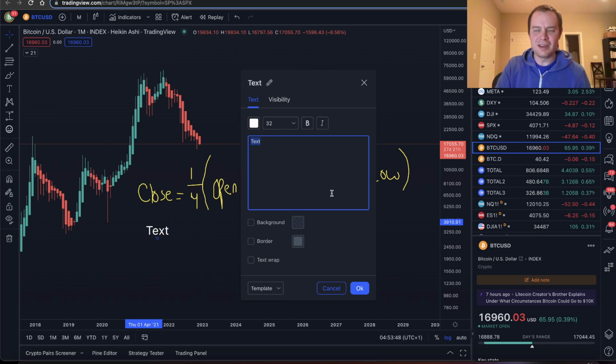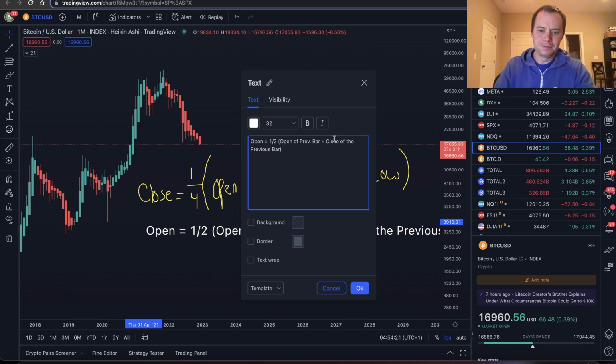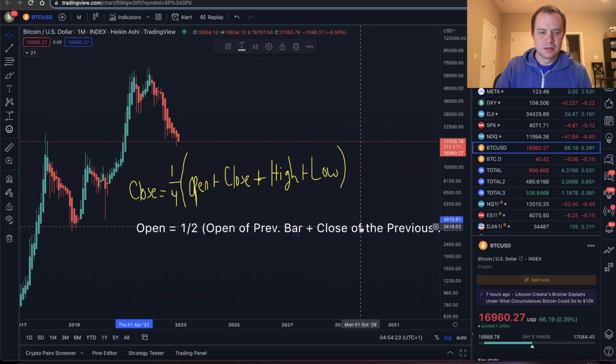Perhaps I should try to use the text for the next one. So we also have the open, which is a very similar type of thing, but it's equal to 1/2 of the open of the previous bar. So this is why I'm saying it actually depends on previous information. It's not only dependent on the information from that candle, it's also important what the prior candle was. So it's 1/2 the open of the previous bar plus the close of the previous bar.